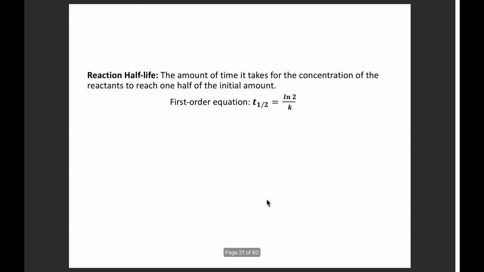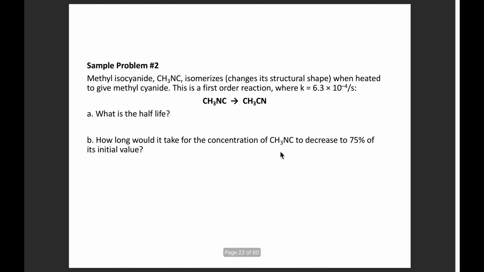Okay, so let's go ahead and take a look at half-life. Again, this is going to be a refresher for you guys, mostly because we've done this already earlier in the year. Here, let's take a look at the first order equation for half-life. Your half-life, represented by t half, is equal to the natural log of 2 divided by k. Okay, so that's how we can solve for half-life. Or if we're given the half-life and we want to solve for k, we can also use this equation for that. So let's go ahead and take a look at sample problem number 2.